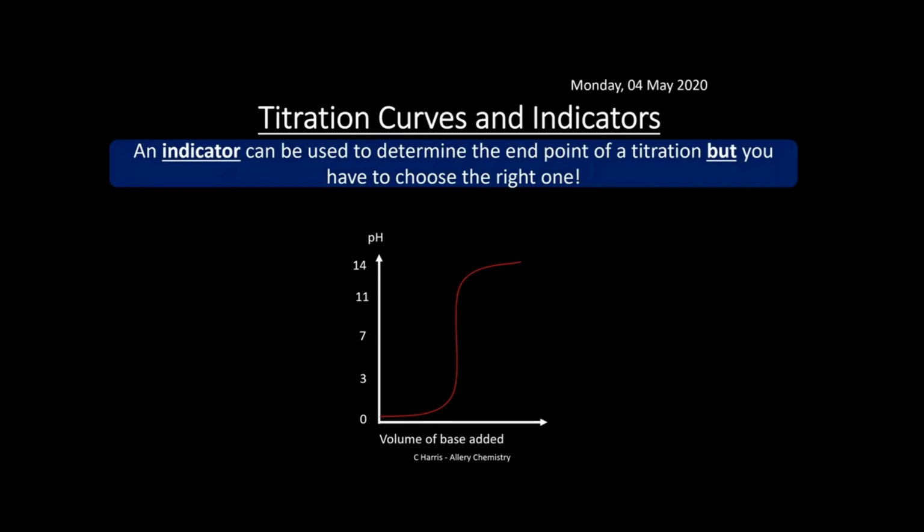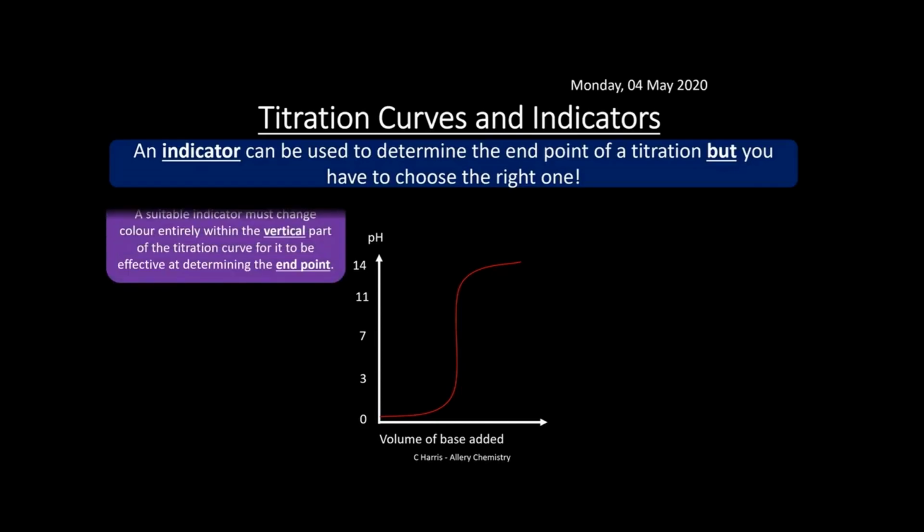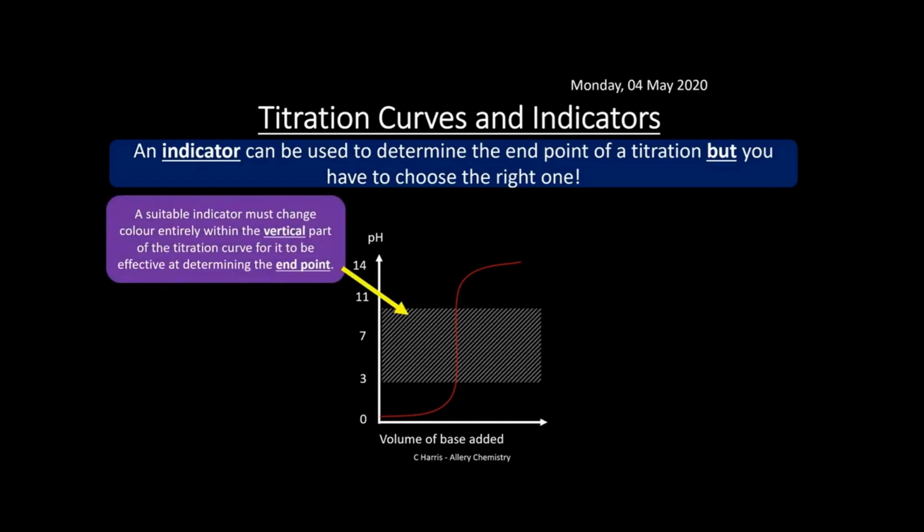So an indicator is quite a useful thing, because if you add two colourless liquids, you have no idea where that endpoint is, because you're just adding two colourless liquids together. So an indicator is really useful because it tells us where that endpoint is, but you have to choose the right indicator. You can't just be picking any old indicator here. A suitable indicator must change colour entirely within the vertical part of your titration curve.